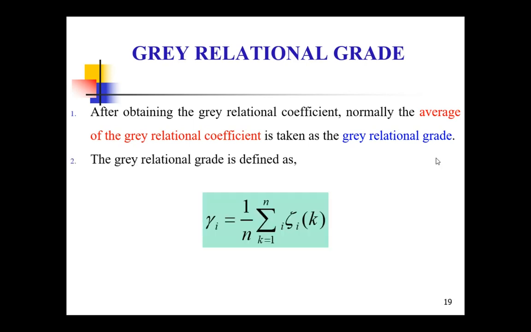It is nothing but the average of all the gray relational coefficients. Here also, depending upon our need, we can provide some weightages, but we have to justify. Put together, it should be 100%: 0.5, 0.3, 0.2. Total is 1, that is 100%. If I give 0.6, 0.5, 0.4, that would be 1.5, which is wrong. Whatever weightage we provide, if I add all the weightages, it should be 1.